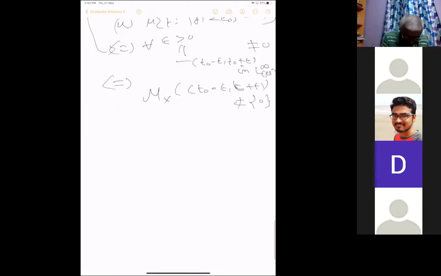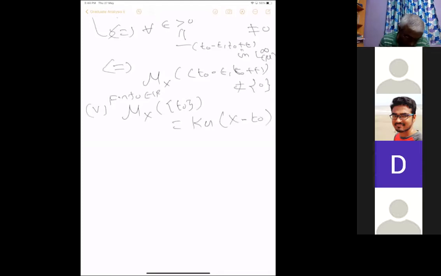Now the final fifth one. Mx of singleton T naught is nothing but, for any T naught in R, the kernel of x minus T naught. Of course, if it is invertible, this kernel is 0. So this is non-trivial if T naught is in the spectrum. If it is not in the spectrum, this is 0. It will be invertible and it is 0.